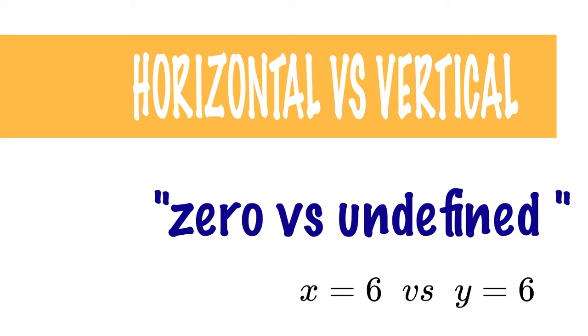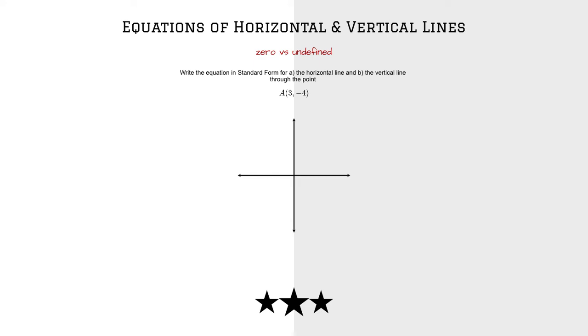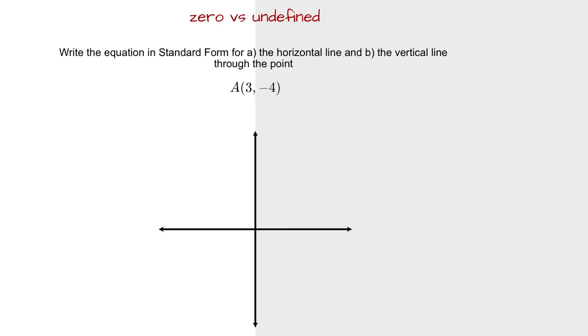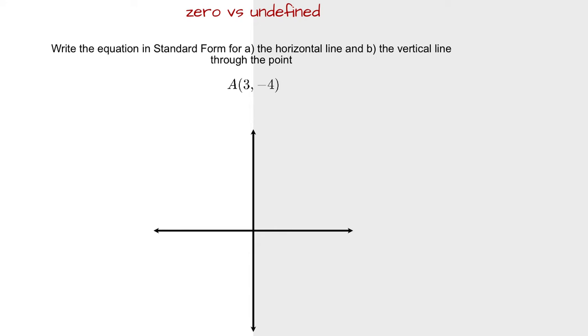A very quick look at horizontal versus vertical lines, or zero versus undefined. So now I have two examples of the same question. We're going to find the equation in standard form for the horizontal and vertical line through a given coordinate. My first coordinate is 3, -4, and that's approximately there. So I've got 3, -4.